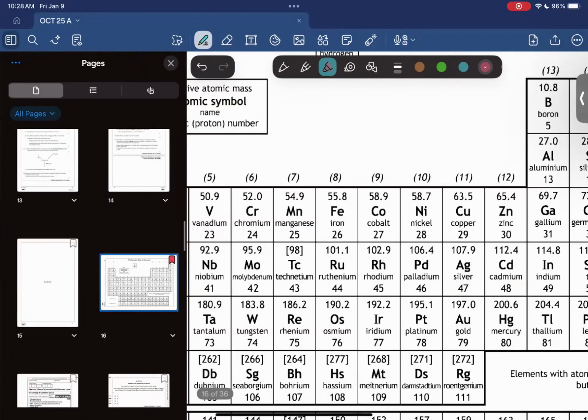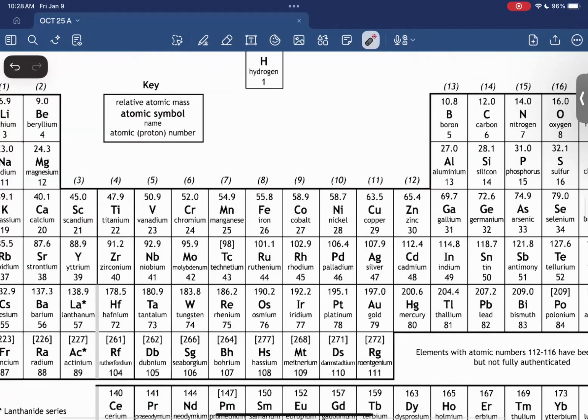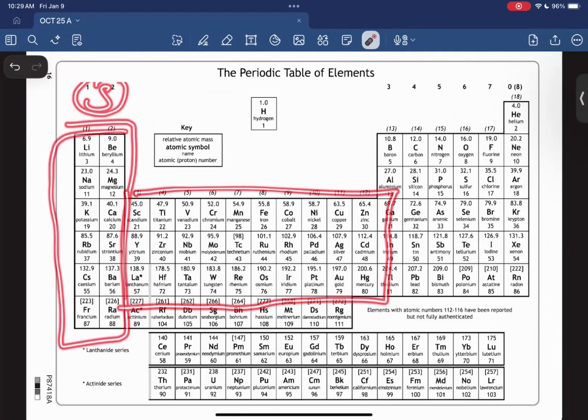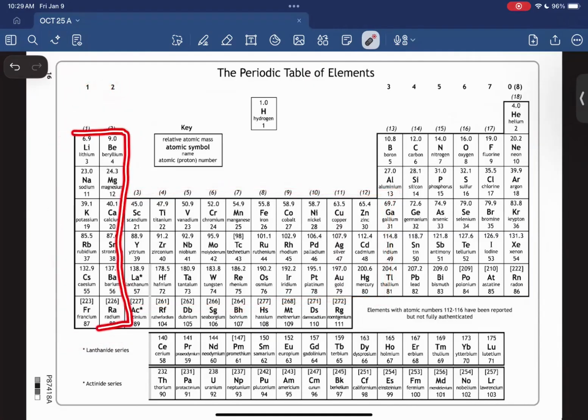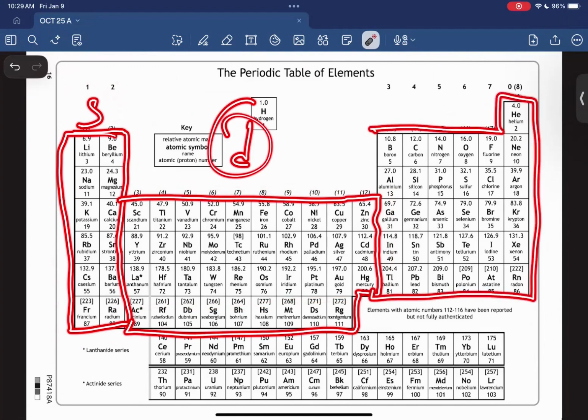Okay. So in the periodic table, we can see that these elements are what we refer to as S block elements. These elements, on the other hand, the transition metals, okay, let me just do it clearly. These are your S block elements. This, on the other hand, is your D block elements, and these elements are your P block elements.